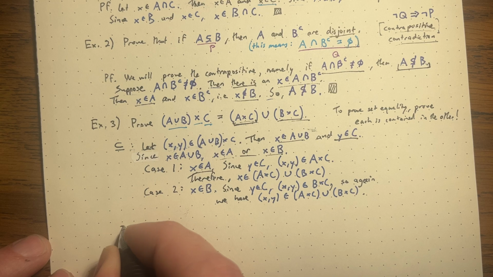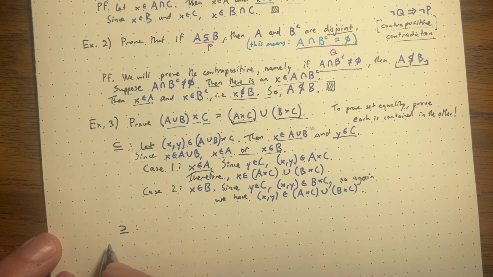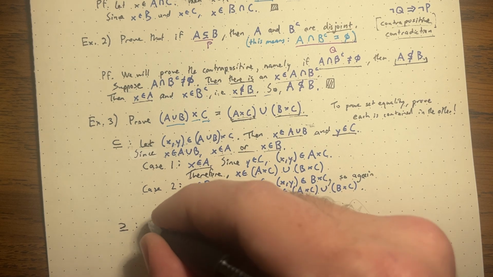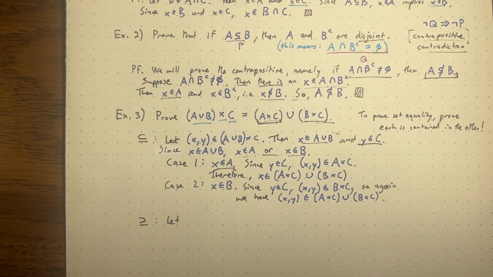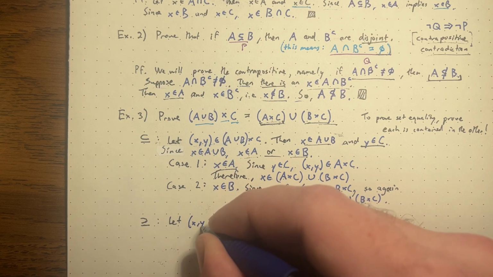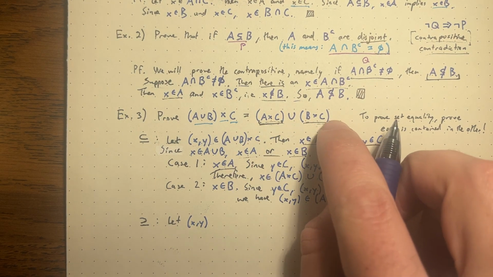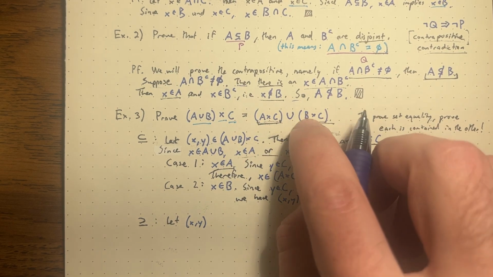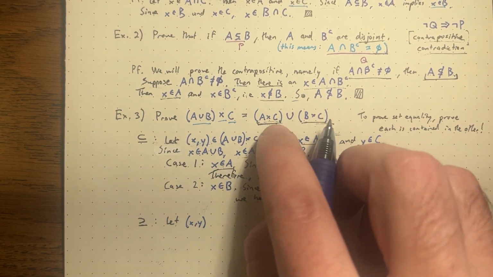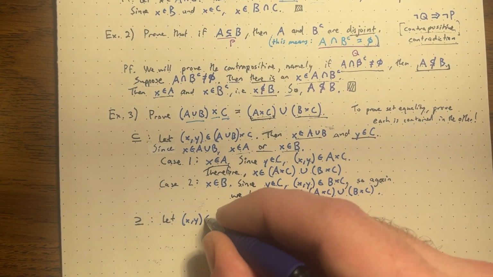And I think it'll actually be great practice for the viewers to try this half. I'll get us started. So where do we start? We take an arbitrary element of that. So again, let X comma Y. And why is it X comma Y? Because things in here are ordered pairs, something in A and something in C, something in B and something in C. And the union of these two sets, well, things in there are still going to be ordered pairs. So you have an ordered pair.